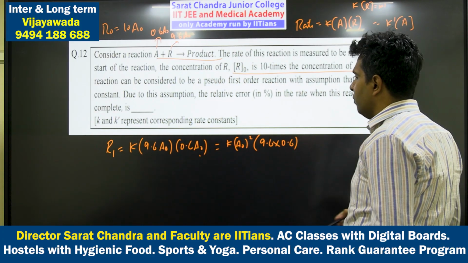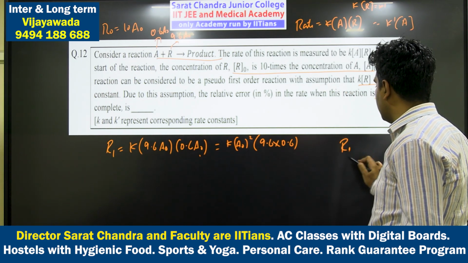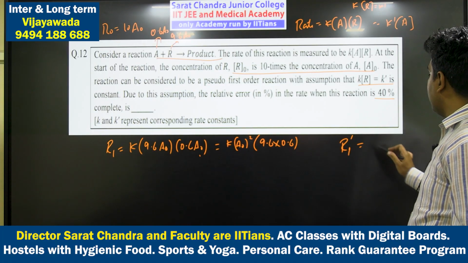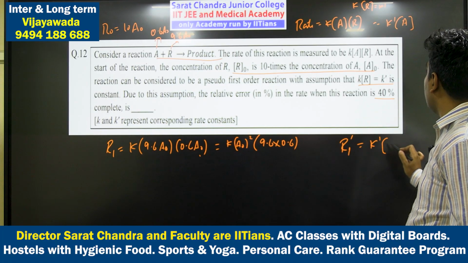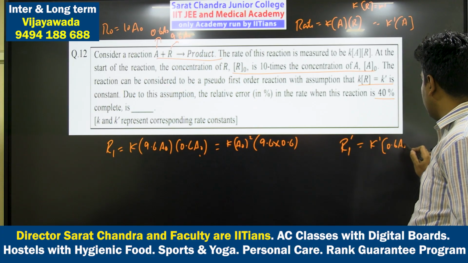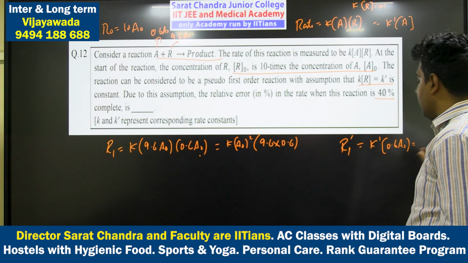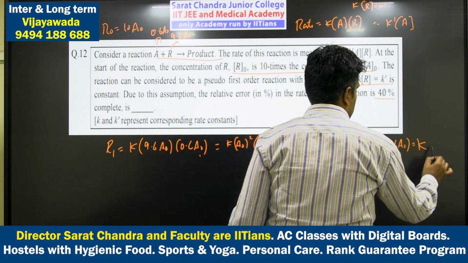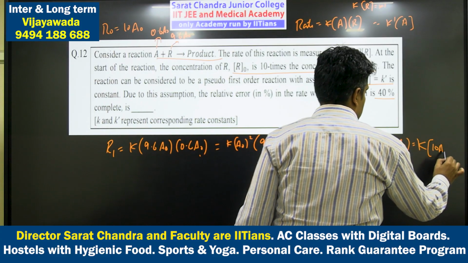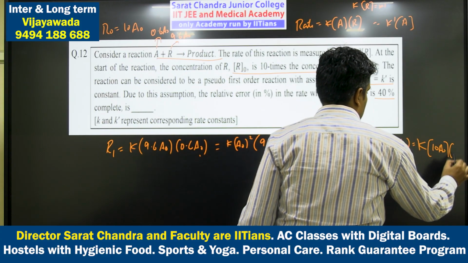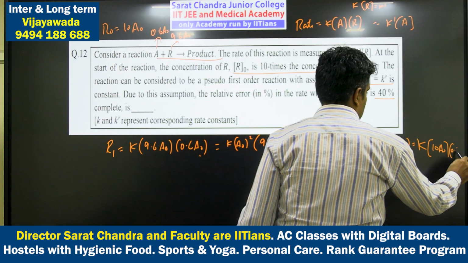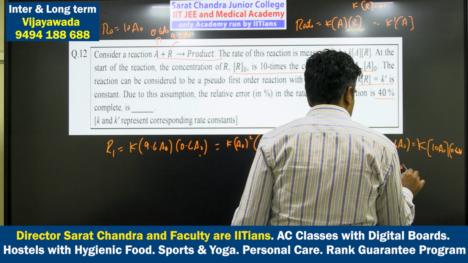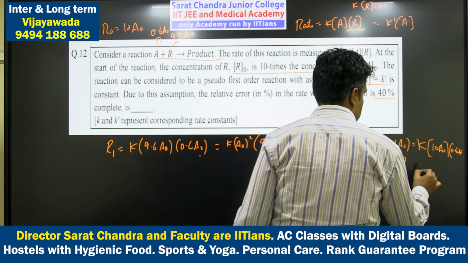Now due to this assumption, what will you take as the rate? Let me call this R1 dash. So R dash will be K dash into the concentration of A, which is 0.6 A naught. Now K dash can be written as K into the concentration of R, which is assumed to be constant, 10 A naught, and 0.6 A naught. So that will be K A naught whole square into 10 into 0.6, that is 6.